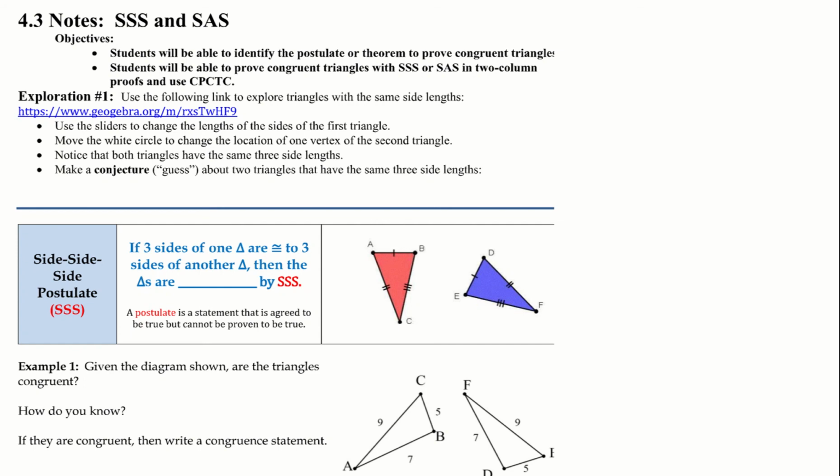Hello, today we're doing 4.3 notes. We're going to learn side, side, side, and side, angle, side.